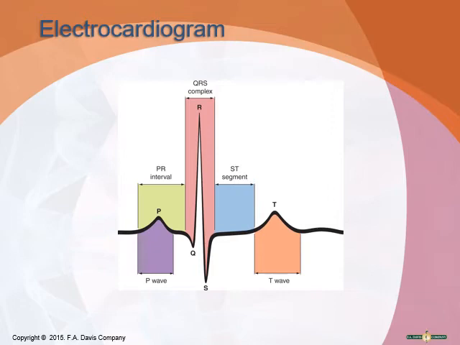If you notice, I never mentioned atrial repolarization. The reason why is this is happening at some point during the QRS complex. But because the QRS complex, or the ventricular depolarization signal, is so strong, it basically drowns out the atrial repolarization signal.